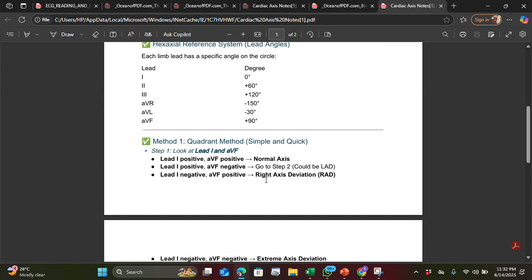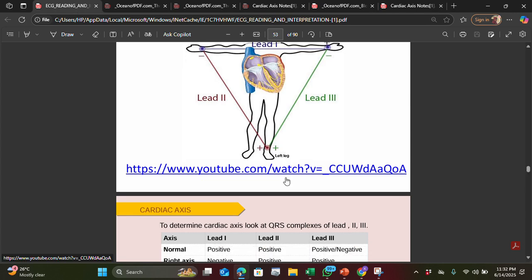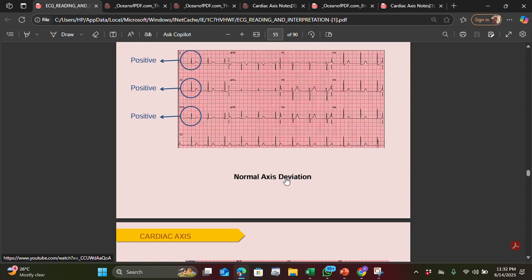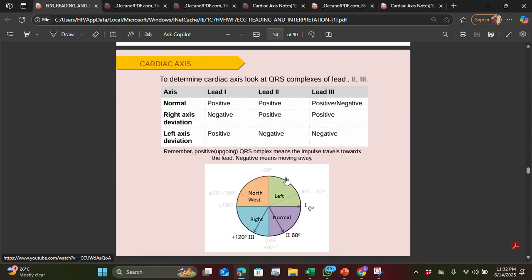So, okay, let me use this video. I think you guys have this one now. So, for normal axis, lead one and lead two will be positive, positive, positive.